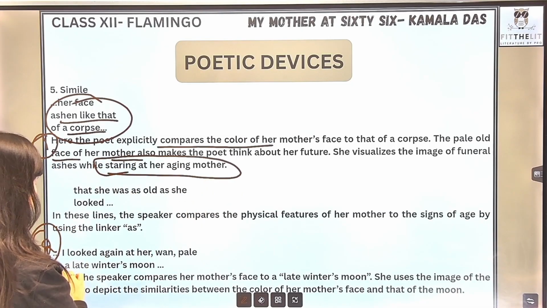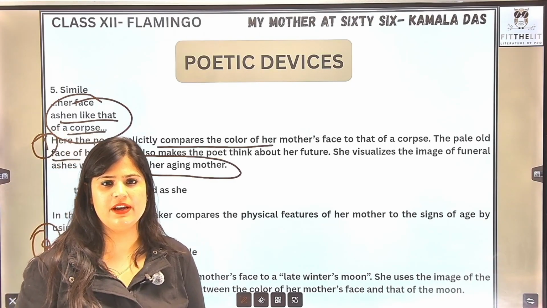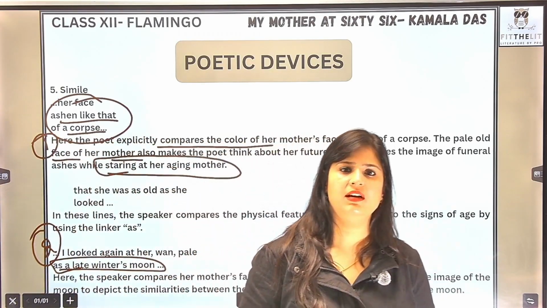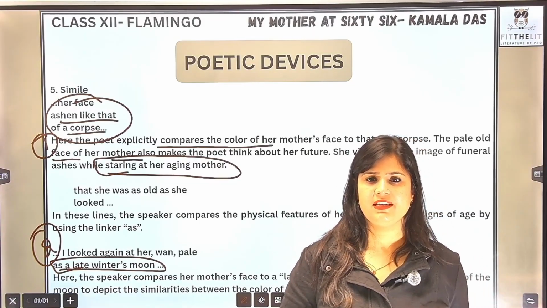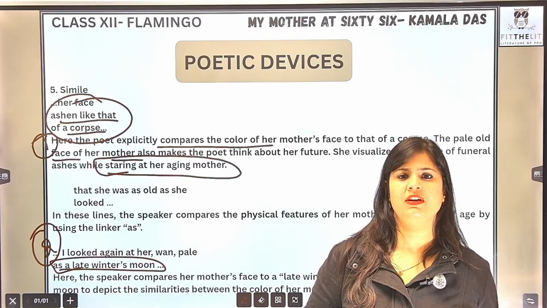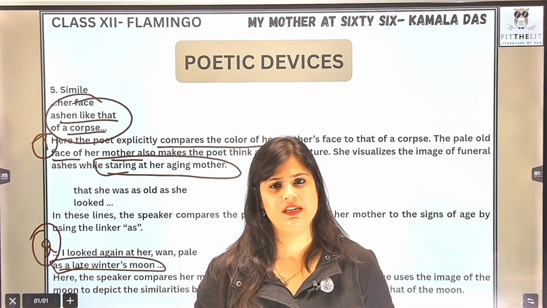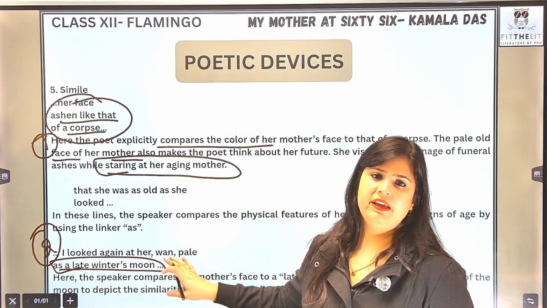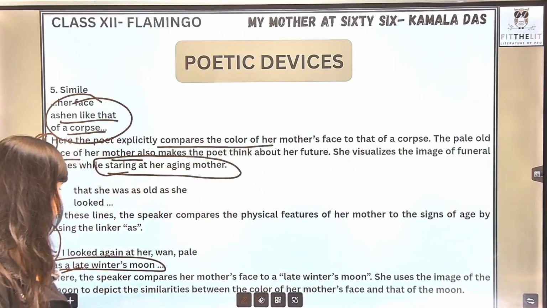And then, of course, the second one, as a late winter's moon. The mother is compared to a late winter's moon. And what are the major things that make her compare that? Because of her age, because of the paleness, because of the weakness, right? The thinness of these two entities. So, because of these things, she compares the mother to a late winter's moon.